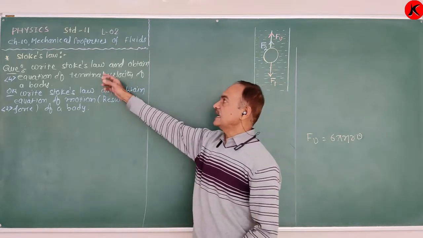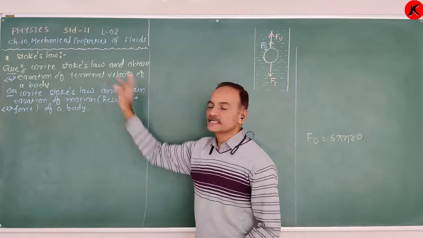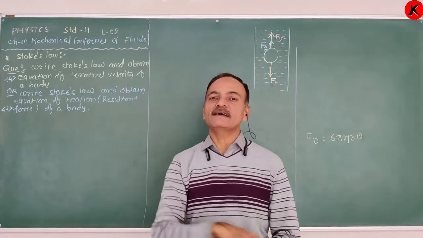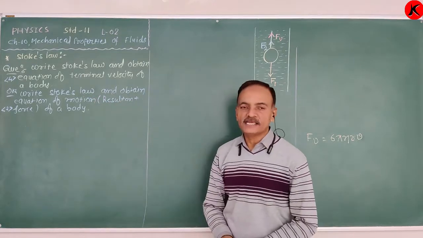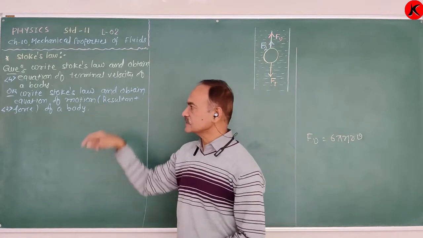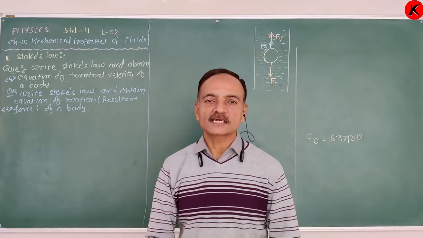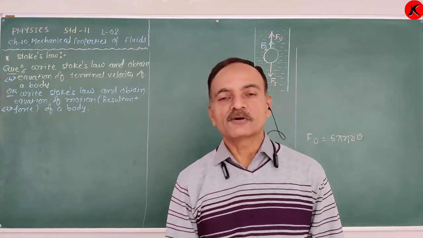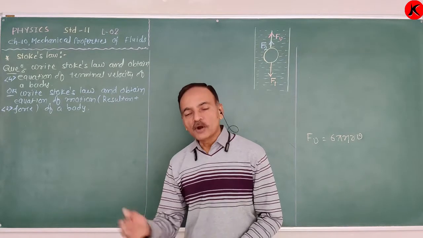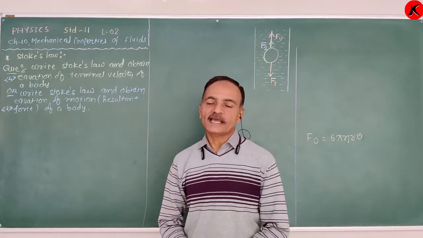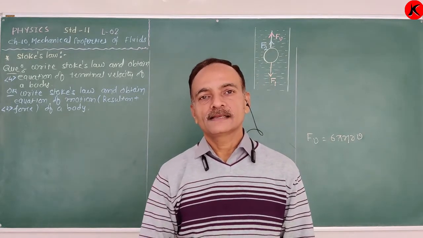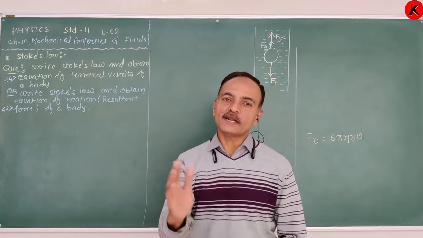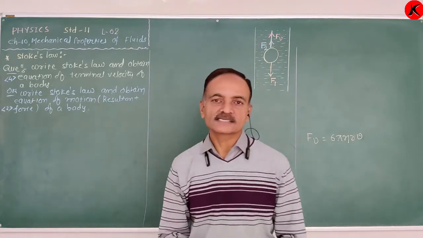The question, state Stokes law and obtain the equation of terminal velocity of a body, can be asked as a 4 marks question. If it is asked for 2 marks, then the question is divided in 2 parts. The first part is state Stokes law and obtain the equation of motion of a body. That means the resultant force acting on a body during its motion in a viscous medium. Why is this resultant force known as the equation of motion? Because according to Newton's second law, F is equal to ma, where F is the resultant force. So here we have to calculate the resultant force acting on the body, according to which it moves in the viscous medium.